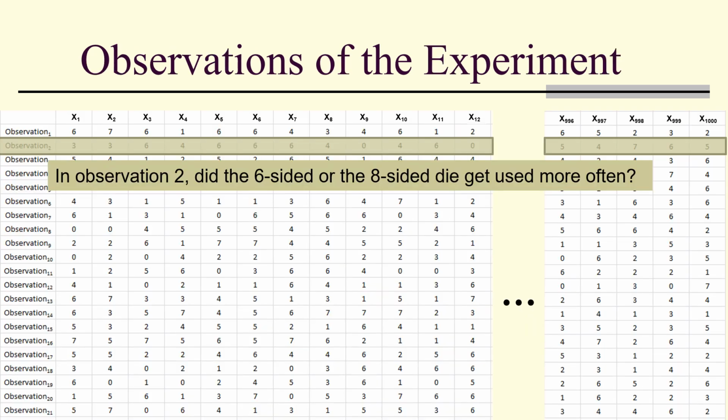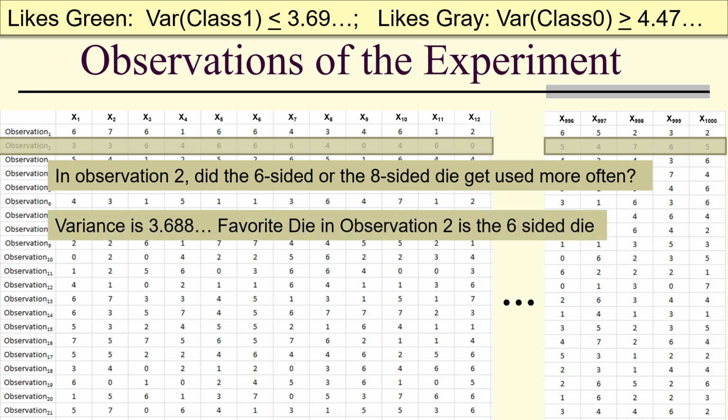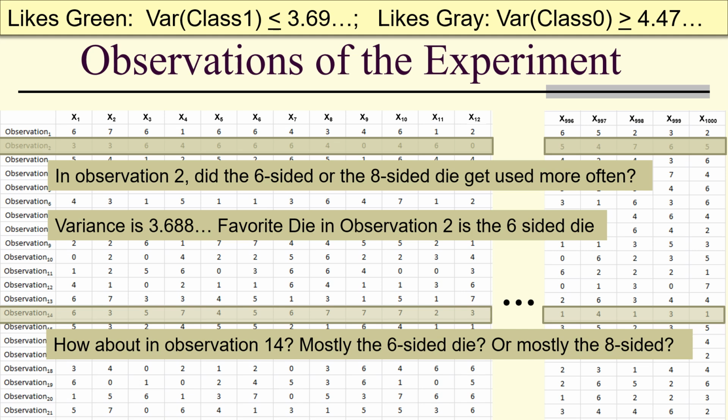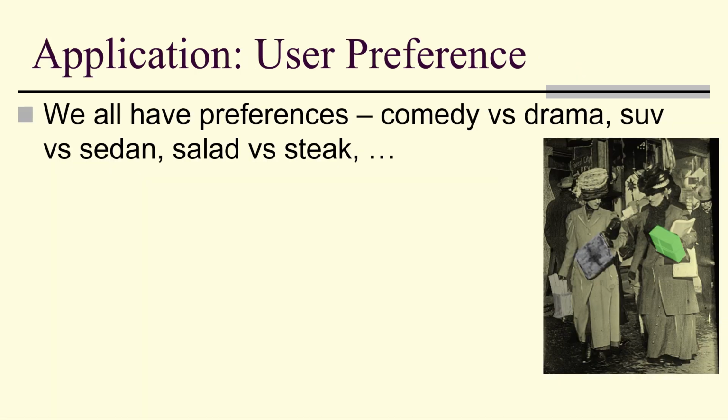So in observation 2, did the six-sided or the eight-sided die get used more often? Well, if you like green, class 1, your variance is less than or equal to 3.69. If you liked gray, class 0, your variance is greater than 4.47. The variance in observation 2 is 3.688, so the favorite die in observation 2 is the six-sided die, class 1. In observation 14, variance 4.496. Favorite die is the eight-sided die. So this is an application to user preference.